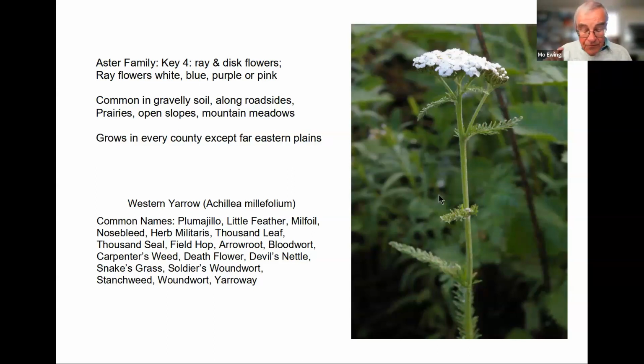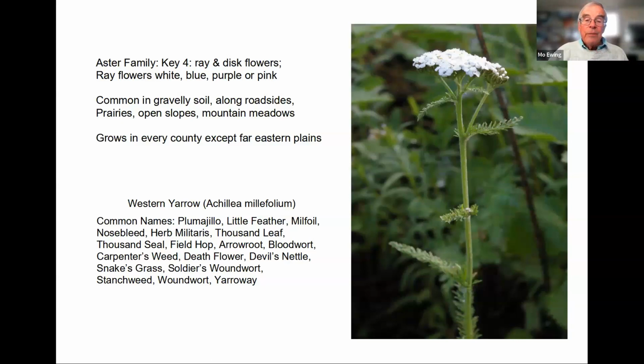This plant is found in every county except for the far eastern plains. It's common on gravelly soil along roadsides and prairies. So you can see, you're going to see it on a disturbed site like this bike trail that you're on. It's a highly variable species, but it has a wide range from the high plains to the alpine, from 4,800 feet to 13,200 feet on the eastern and western slopes.